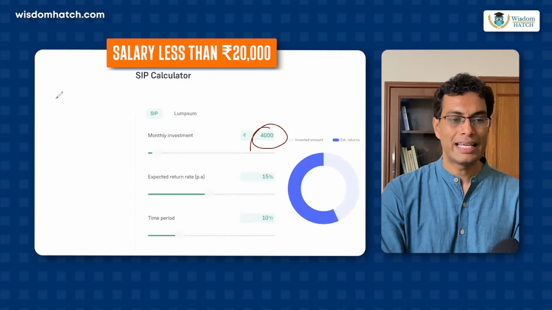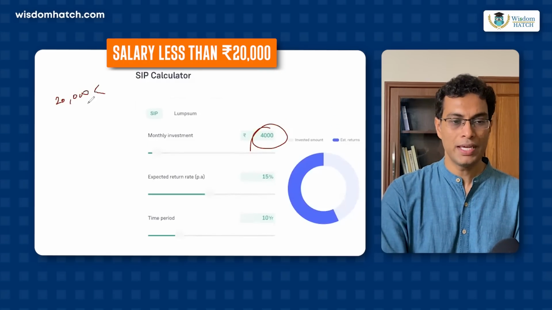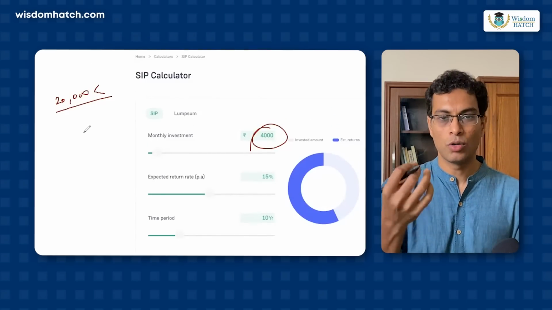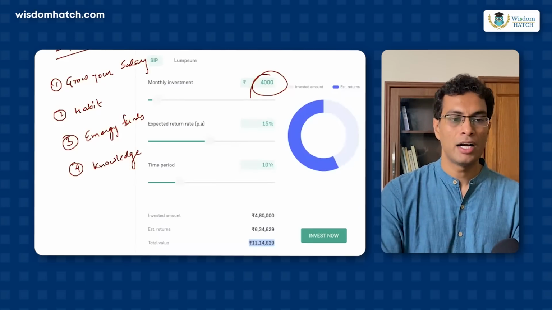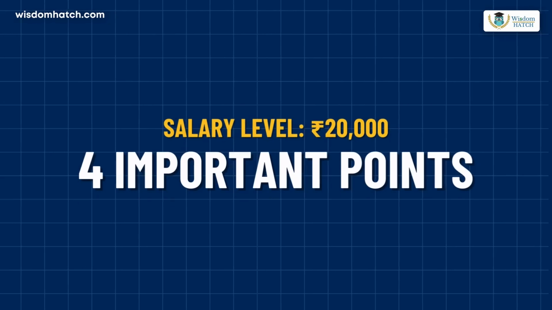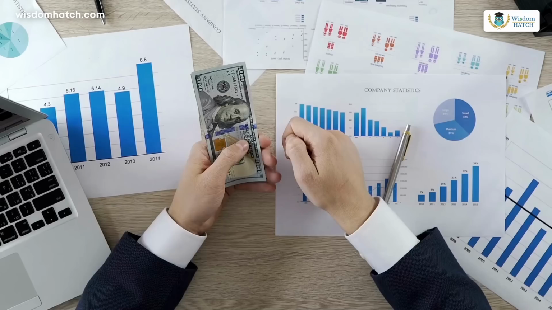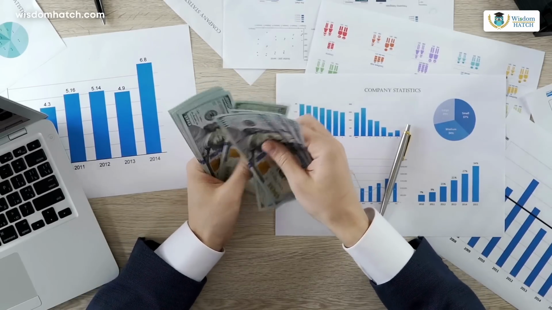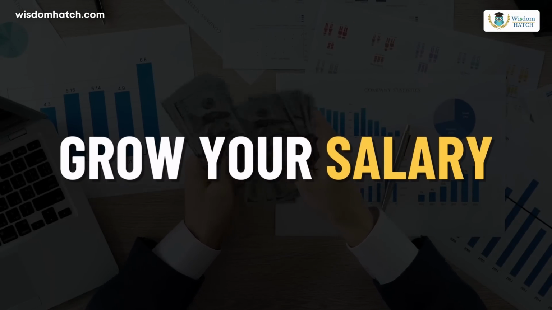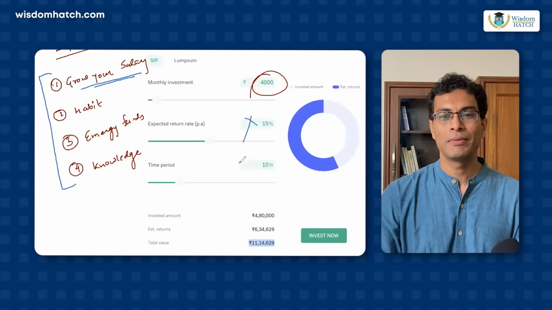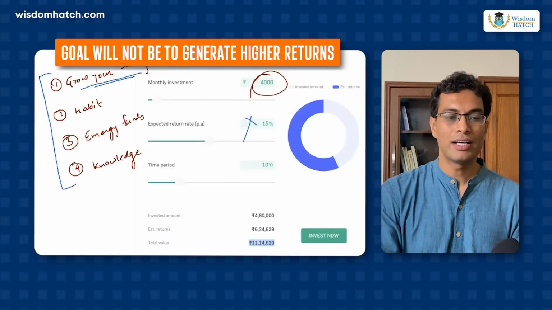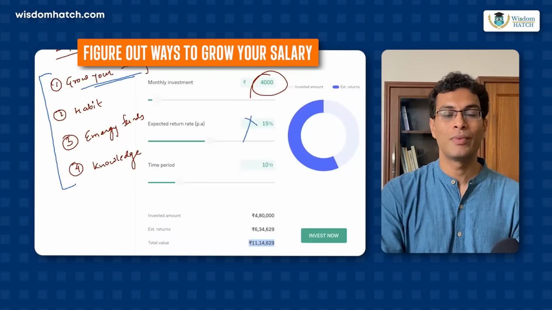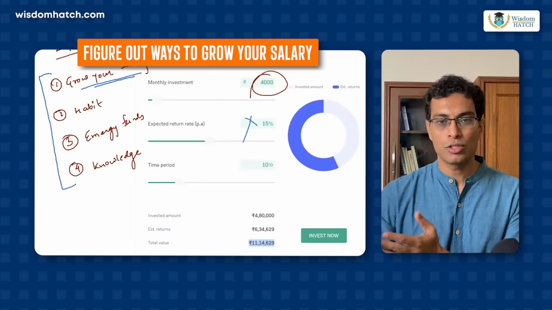See, if your salary is less than 20,000 rupees, then there are a few key specific goals that you need to first work towards. So according to me, if I were making a 20,000 rupee or less salary, these are the 4 specific points that I will focus on. First criteria or goal for me would be to grow my salary. Very, very critical point that at this juncture, I am least bothered about playing this game. 15% return, 20% return, 25% return. I'll not bother about that. I will first and foremost figure out ways to grow my salary or generate additional source of income.